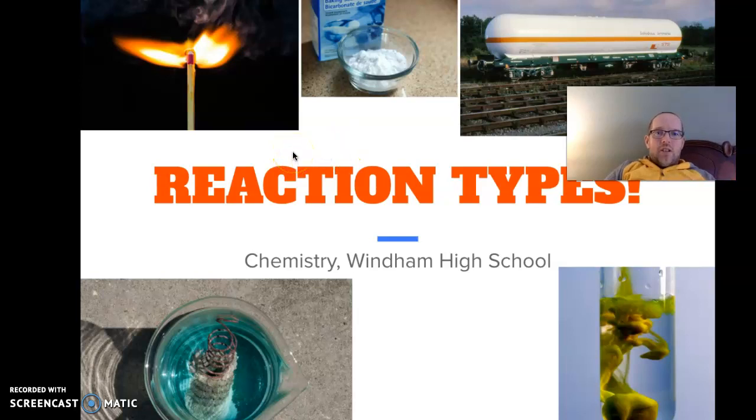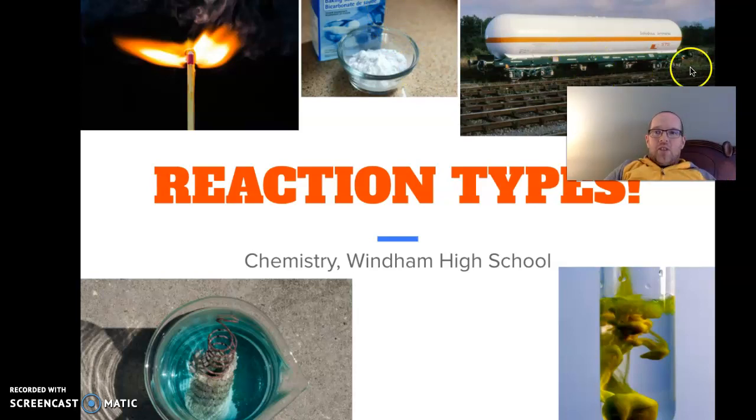What you see here is an example of each of the 5 different types of reactions. Up here on the upper left is an example of a combustion reaction, a match burning. In the middle here, we see an example of baking soda, which decomposes or breaks down when you heat it, and that's what creates the bubbles of carbon dioxide that allow breads to rise or cookies to rise.